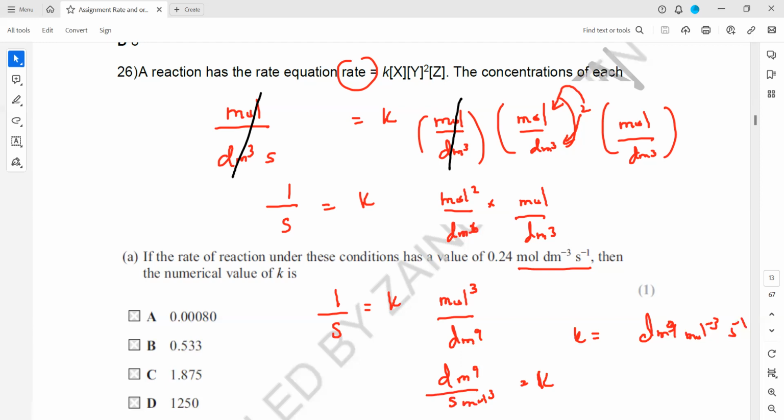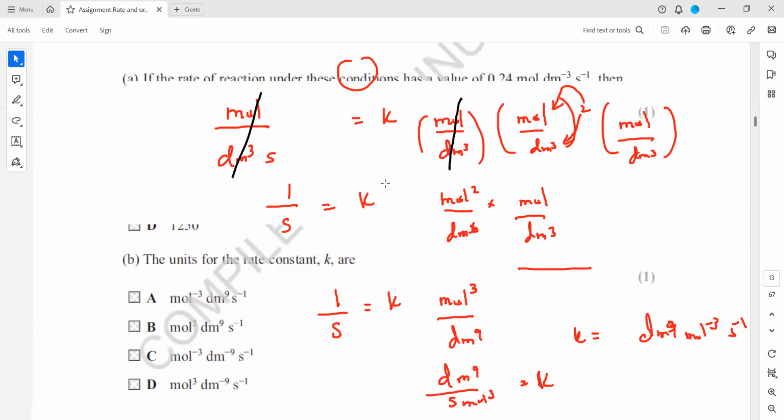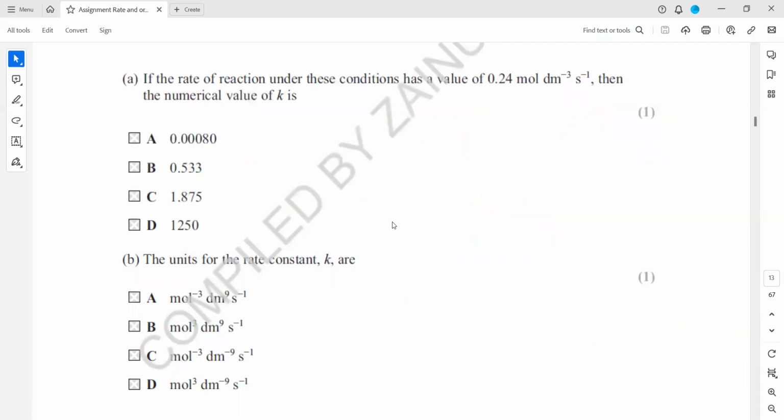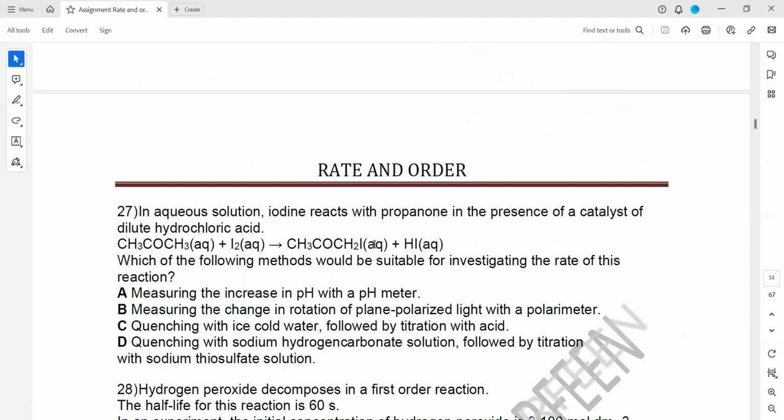So this will be the unit for K. When we check the options, mole -3, second -1, and dm cube 9 matches with option A. So A is the right answer. Is it clear, this one? The unit of K. Okay. Moving on to the next question.